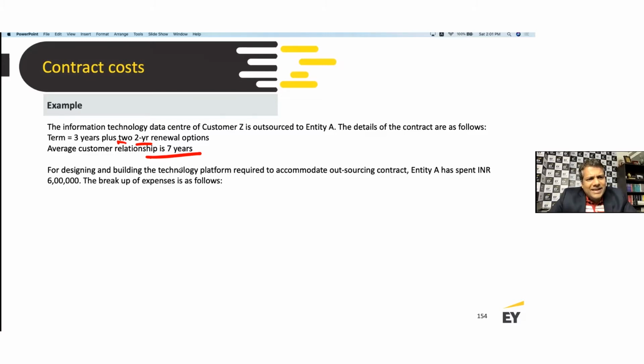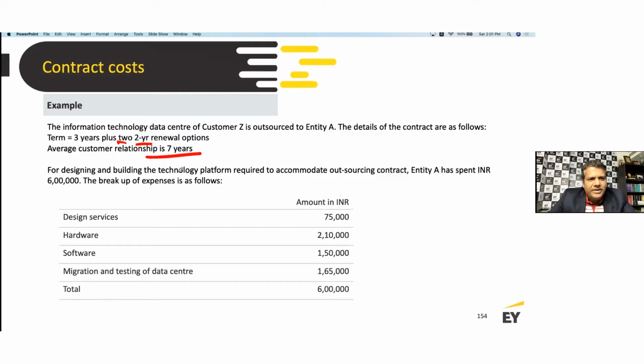Now, for designing and building the technology platform required to accommodate this outsourcing contract, entity A has spent INR 6 lakh. The breakup of the expenses is as follows: design services, hardware, software, migration and testing of the data center. In total, I've spent 6 lakh rupees, right? Now the question is, I need to determine how such costs should be treated, how you need to do the accounting of these costs by entity A.